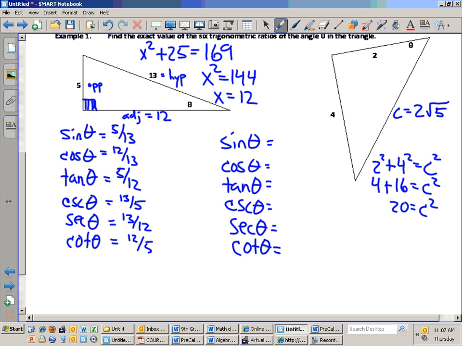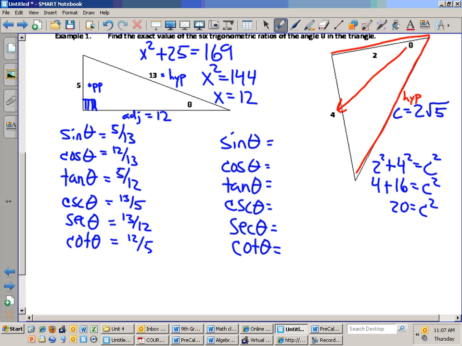I know that 2 square roots of 5 is the hypotenuse. But which one's the opposite side, 2 or 4? Why 4? Because if you look at theta, 4 is directly opposite it. This is the angle, and you can see that 4 is opposite the angle.